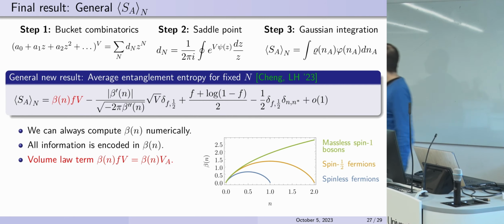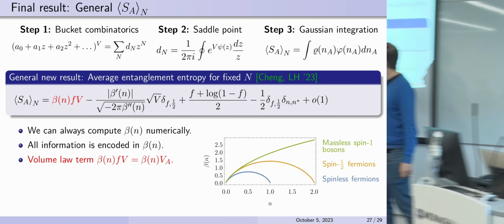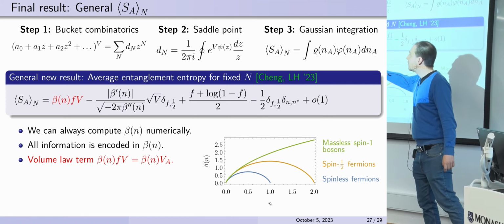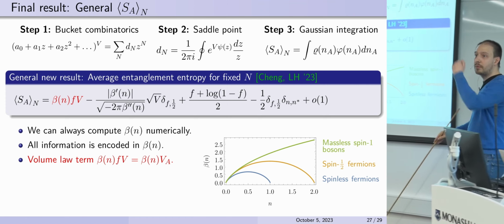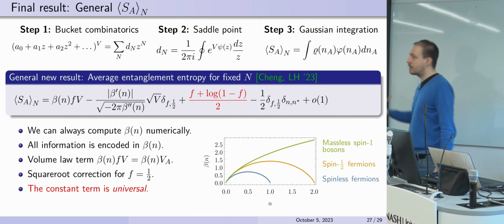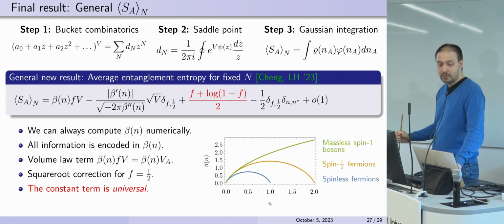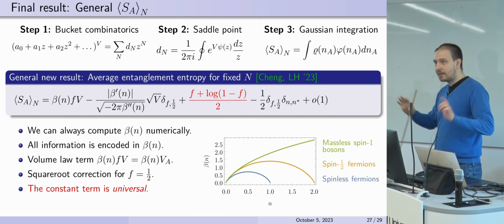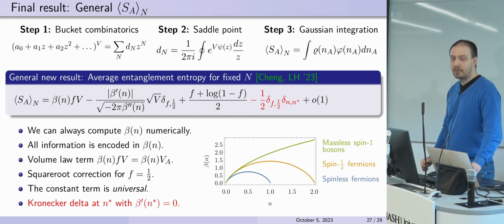We always find a volume law at leading order. So we always get f times v, which is this linear slope that we also saw in the fermionic case. And interestingly, there's the square root correction, and the constant term does not depend on beta and is universal. We have some ideas where that comes from. And there's a Kronecker delta that also tells us something about the subleading behavior of the quantum correlations.